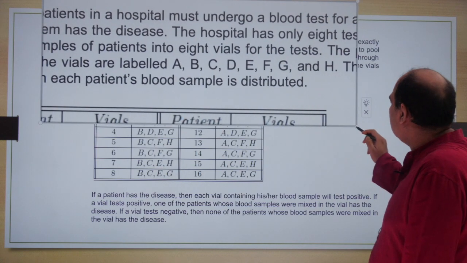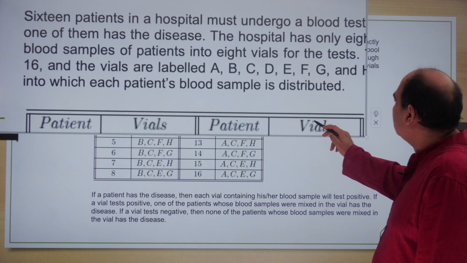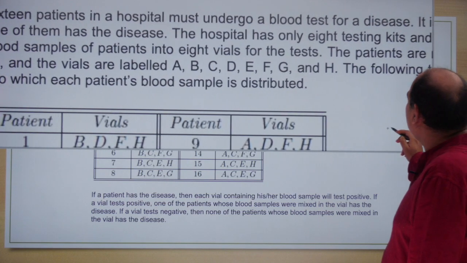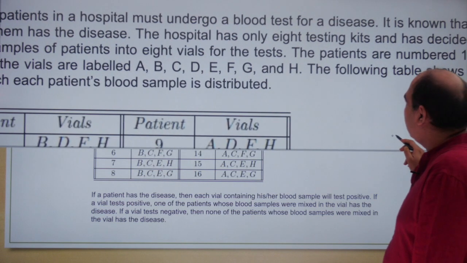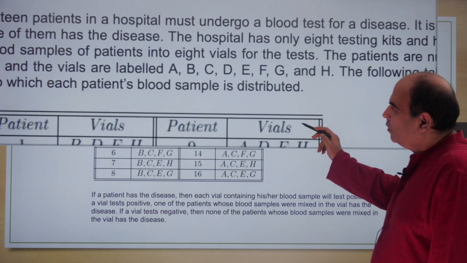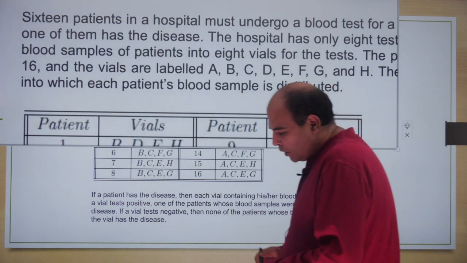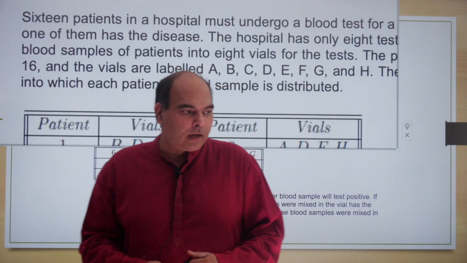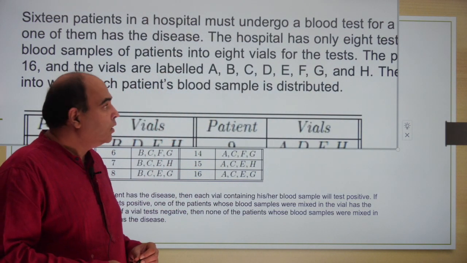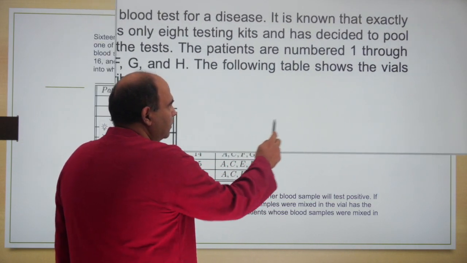I guess you can see this. The question starts with 16 patients in a hospital undergo a blood test for a disease, right? It is known that exactly one of them has the disease. So 16 patients are going through a blood test for a disease. It is known that exactly one of them has the disease. The hospital has only 8 testing kits.